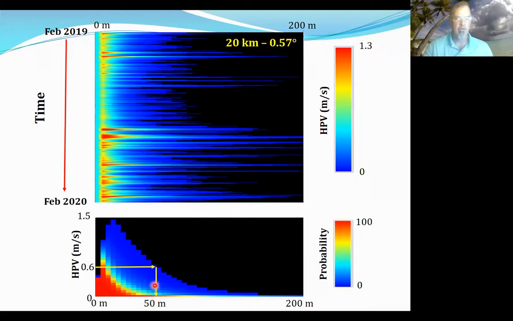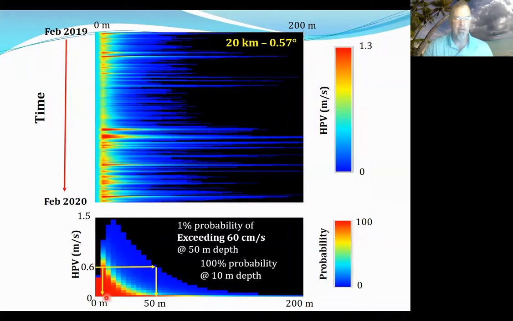at 50 meters water depth, there's a 1%, so this light blue, 1% probability of exceeding 60 centimeters per second. In contrast, at 10 meters water depth, there's a 100% probability of exceeding 60 centimeters per second. So basically we're right in this kind of sweet spot right here. We're always over 60 centimeters per second.